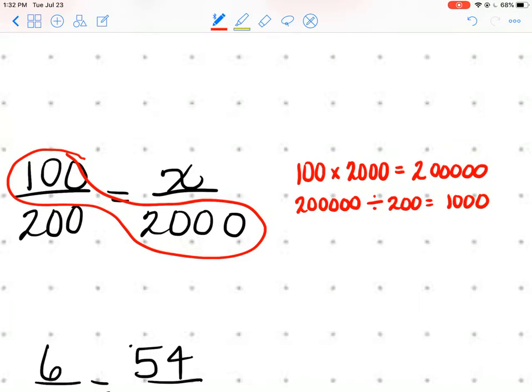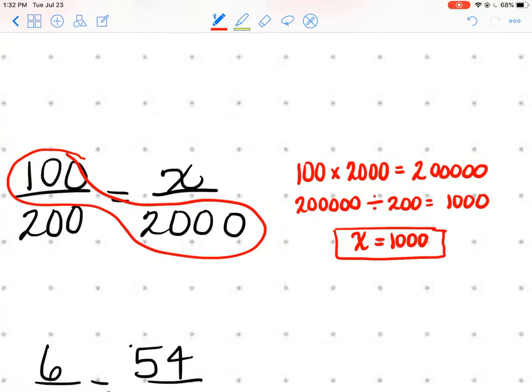So this is a tricky part of this kind of math. If you're not careful, you will lose your zeros. So make sure you count those carefully. So x in this problem, missing number, is 1,000.